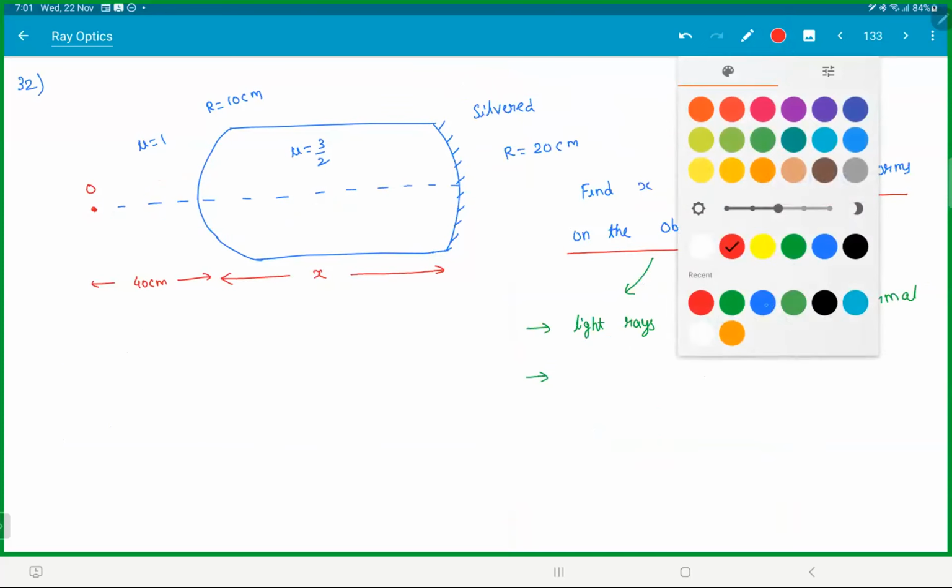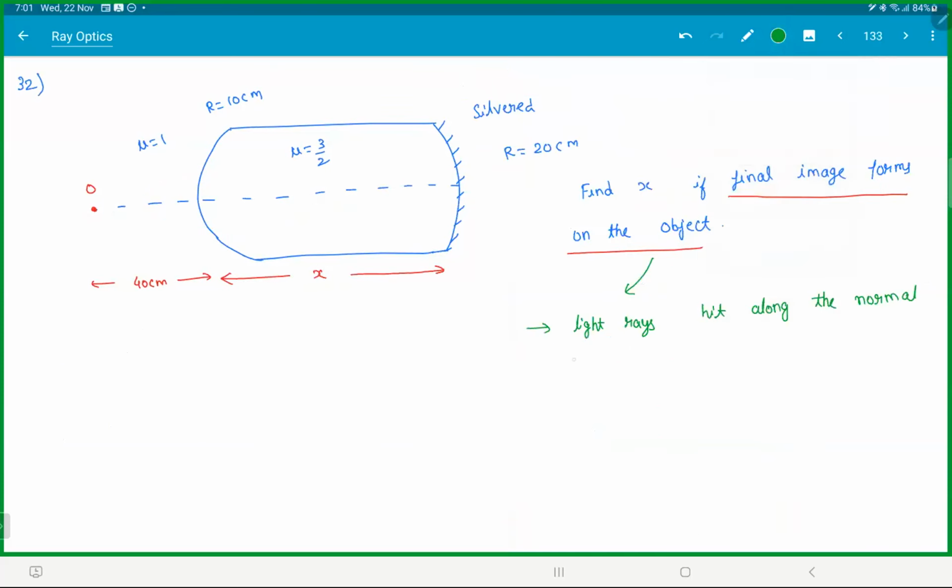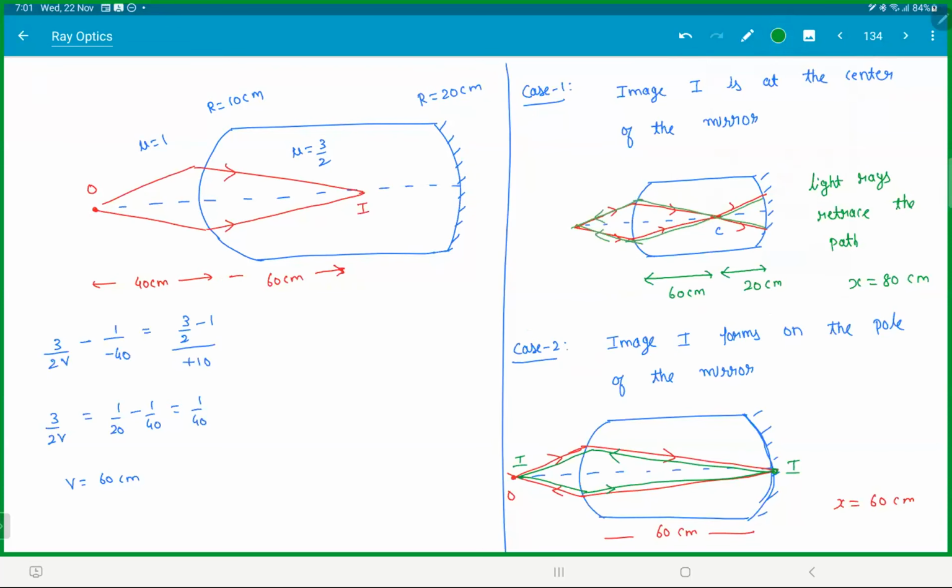So there are two options here: light rays hit along the normal or at the pole. Please check this. There are two answers, 80 and 60. Most people get the 80 part. People forget the 60 part. Is this logic clear, everyone? If you want the final image to form on the object, the light rays should retrace. They should come back the same way. If the image forms at the center, they will retrace properly. But the pole is a special case. If they hit the pole, up goes down and down goes up.